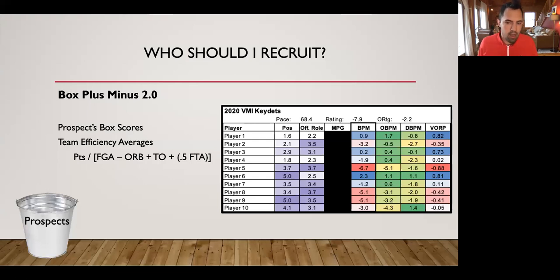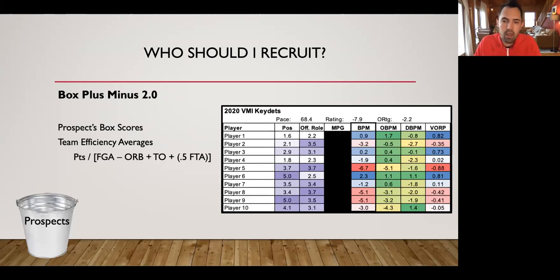I understand that getting data is a real roadblock for people, so I'm not going to get too hung up on that. But these averages can be pretty easily calculated just with box score. So I put that little formula up there. You can approximate possessions by running field goal attempts minus offensive rebounds plus turnovers plus half your free throws. That'll give you a proxy for efficiency. That's points per possession.